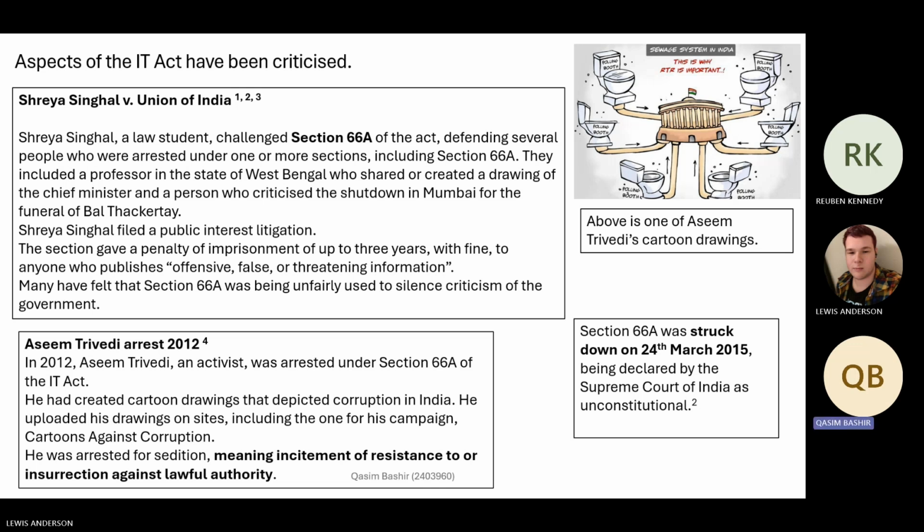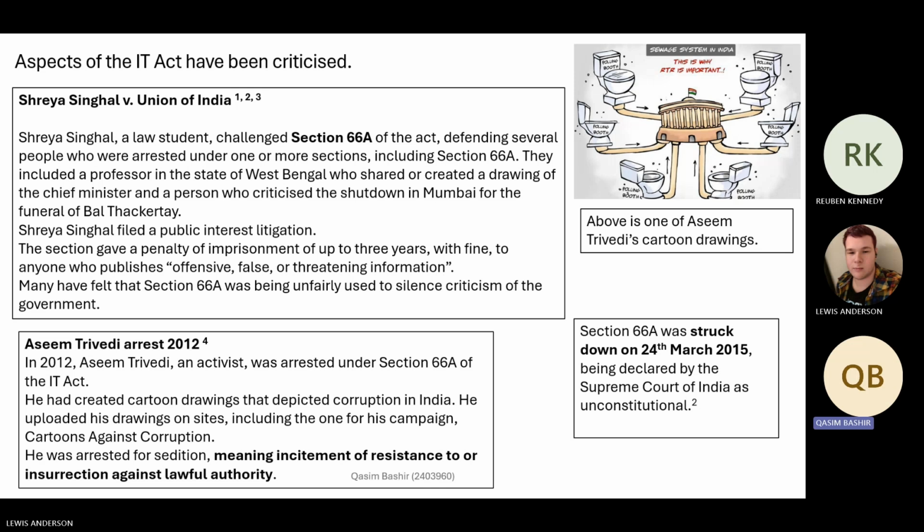They included a professor in the state of West Bengal who shared or created a drawing of the chief minister and a person who criticized the shutdown in Mumbai for the funeral of Bal Thackeray. Shreya Singhal filed a public interest litigation, but as part of this, Section 66A gives a penalty of imprisonment of up to 3 years with fines to anyone who publishes offensive, false, or threatening information. Many have felt that this section was being unfairly used by the government to silence criticism of it.